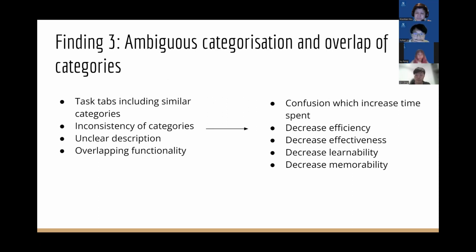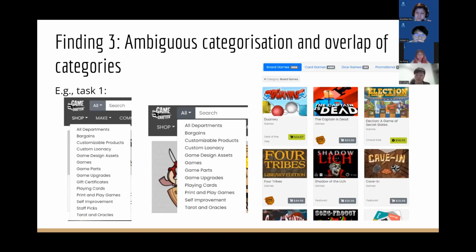The third finding highlights the negative impact of ambiguous categorization and category overlap on memorability, learnability, effectiveness, and efficiency in achieving usability goals. For instance, in task 1, the overlapping categories between 2 tabs cause confusion among participants, resulting in increased time spent and a less effective and efficient approach to completing the task. Furthermore, the inconsistency of labels under the board game items adds to the confusion for first-time users and makes it difficult for them to remember how to navigate the website.